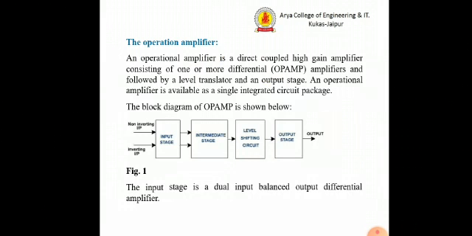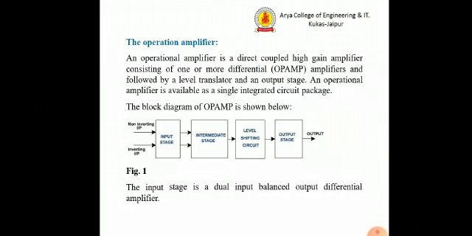As you all know, the operational amplifier is a direct coupled high gain amplifier which consists of one or more differential amplifiers, followed by a level translator and an output stage. We have already discussed in our earlier lecture how a differential amplifier works. Through this block diagram of the op-amp given in the slide, you can see the op-amp is made up of several stages.